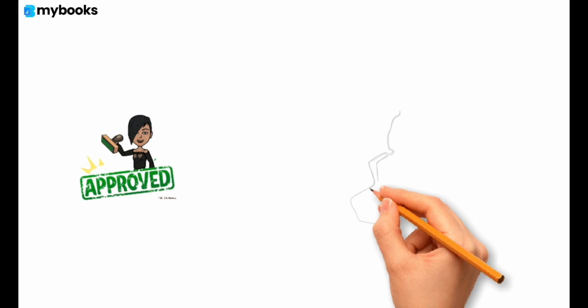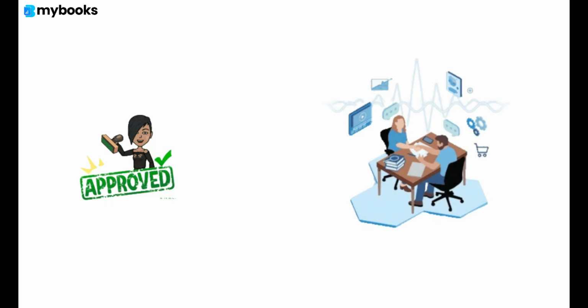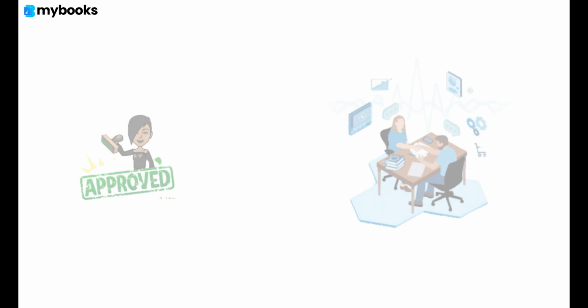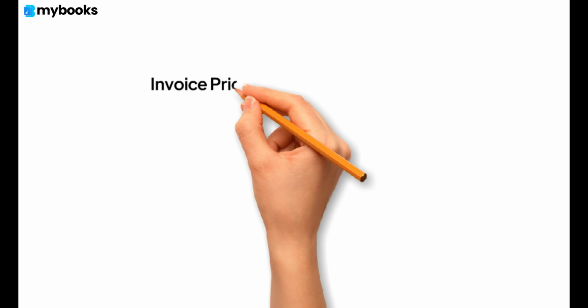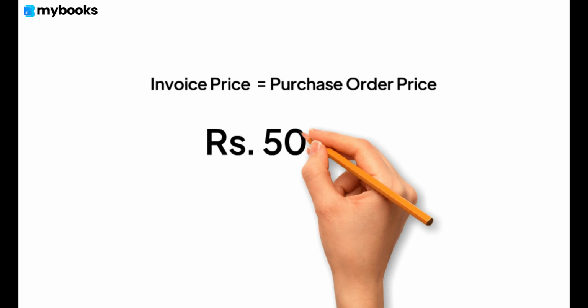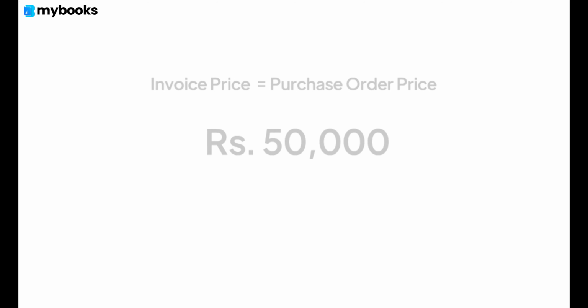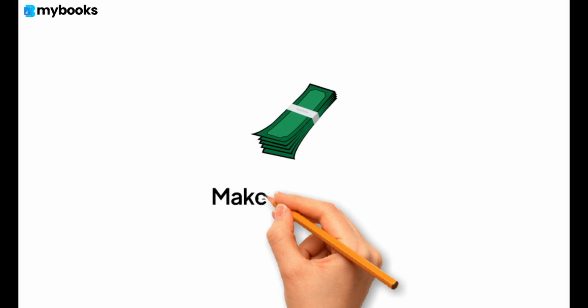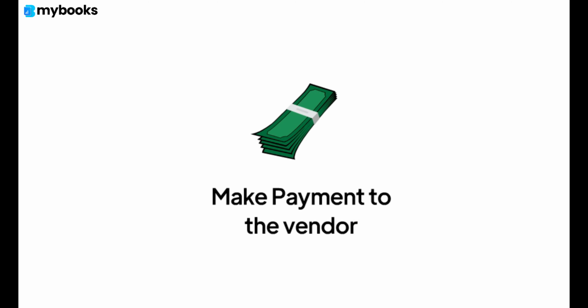In that case, they simply go ahead and make payment to the vendor. So in this case, everything is matching. Your quantity billed and your ordered quantity are both 10,000 units. There is no discrepancy here. Whereas your invoice price and your purchase order price are also the same, which is 50,000 rupees. So in that case, they'll just make the vendor payment.